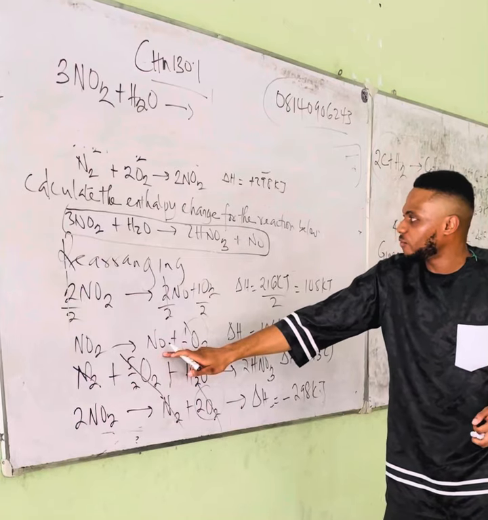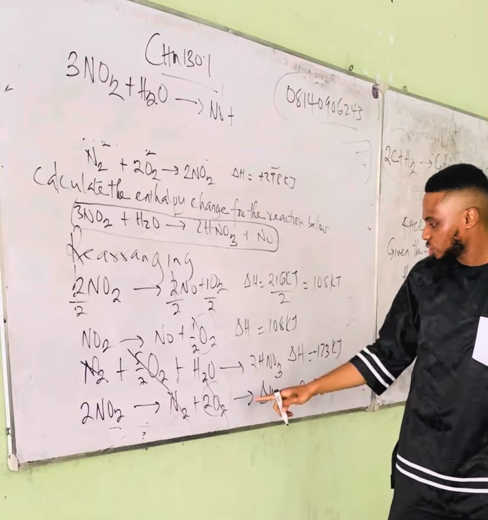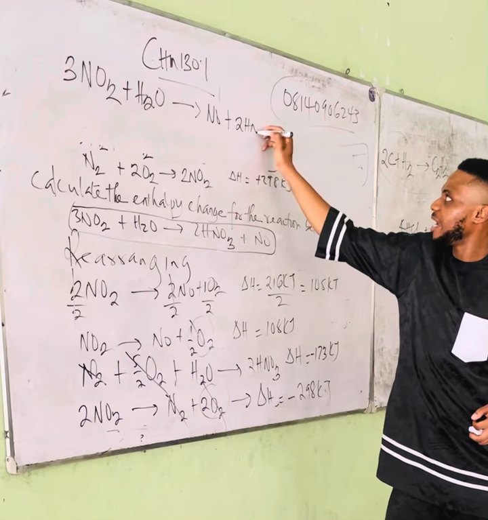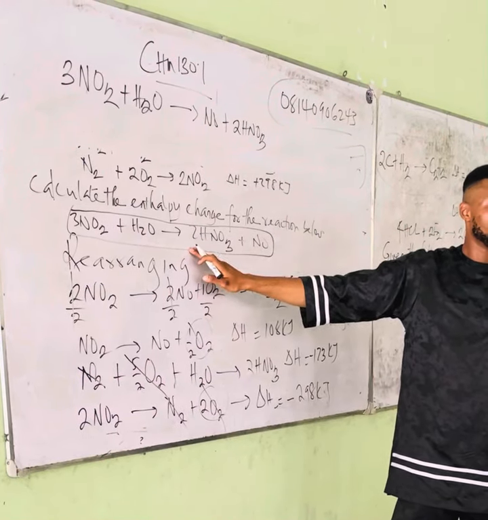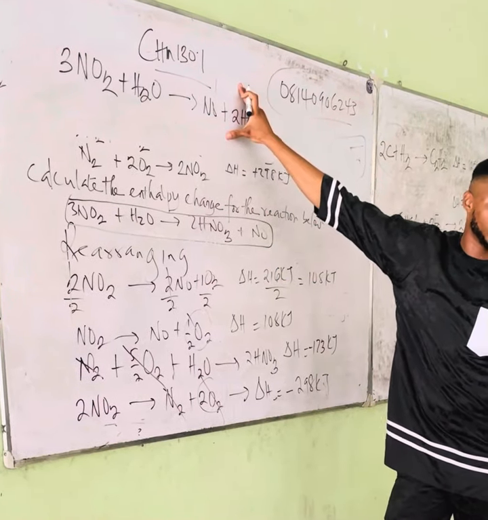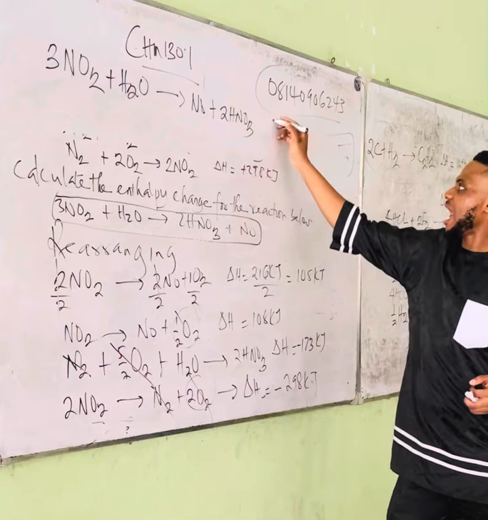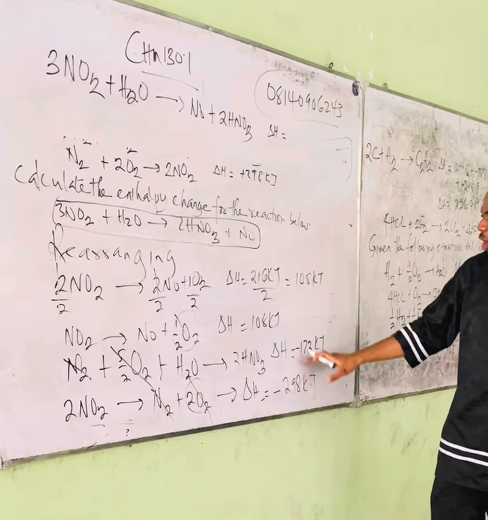On the product side, we have what? NO, right? So NO plus 2HNO3. Is it not the same as the general reaction? Don't mind the fact that NO is here and it's still on the product side. Is that okay? So now our delta H will be to add all our enthalpy changes.